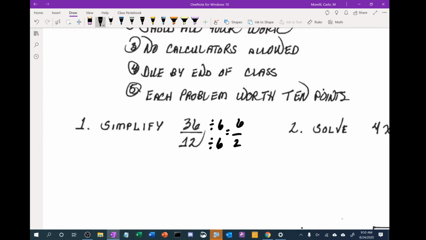But we can reduce that further. Usually you can get it from here. Divide the top and the bottom by 2 now, and you get 3 over 1. And 3 over 1 is just 3.